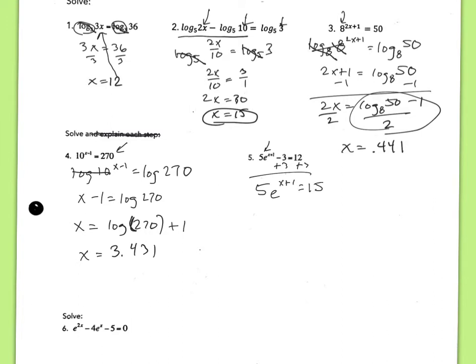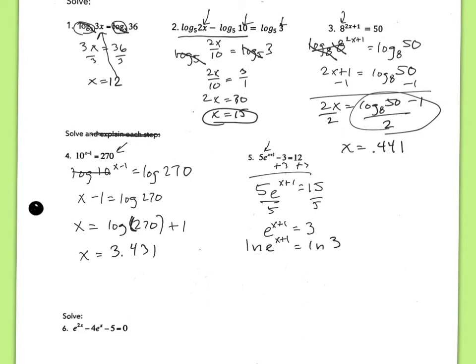Now we can still get this e by itself, dividing both sides by 5. So e to the x plus 1 is equal to 3. Now, how do you get rid of base e? We get to take the natural log of both sides. So we're going to put the natural log on both sides.